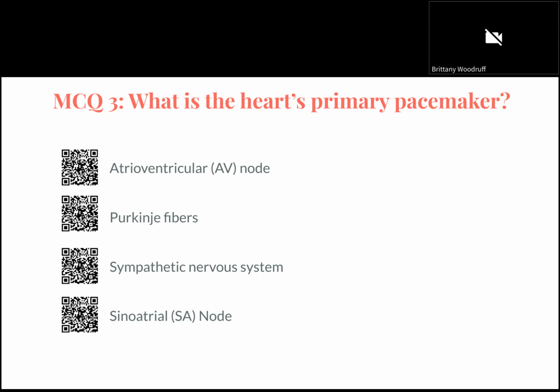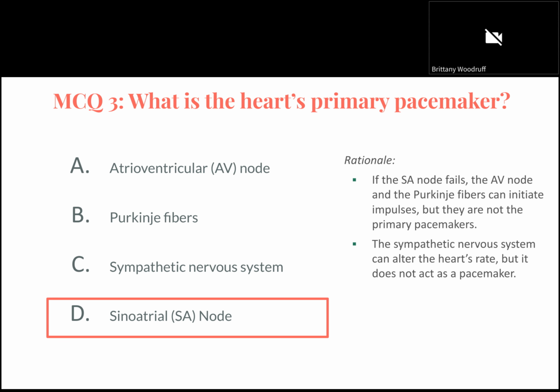The heart's primary pacemaker is what? SA node. What's the secondary? AV node. And then what's the third line of defense? Purkinje fibers. The sympathetic nervous system can influence heart rate. It is not the pacemaker.